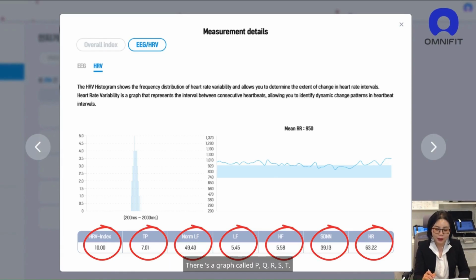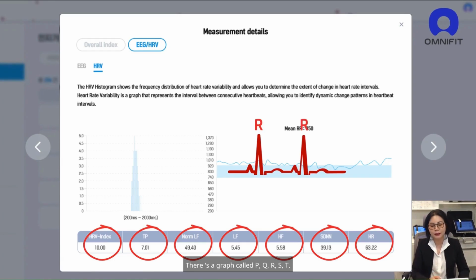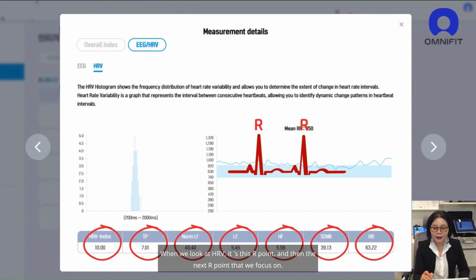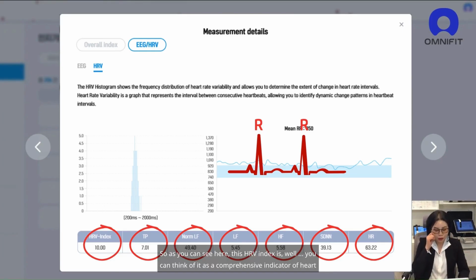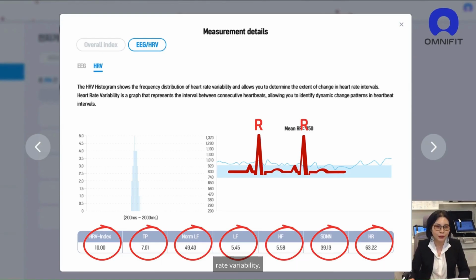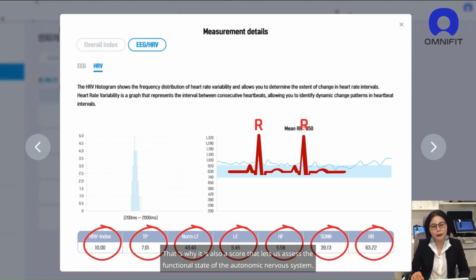There's a graph called QRST. When we look at HRV, it's this R point, and then the next R point that we focus on. In other words, all these values are actually calculated based on the intervals between the R points. It's also called mean RR. So as you can see here, this HRV index is, well, you can think of it as a comprehensive indicator of heart rate variability. That's why it's also a score that lets us assess the functional state of the autonomic nervous system.